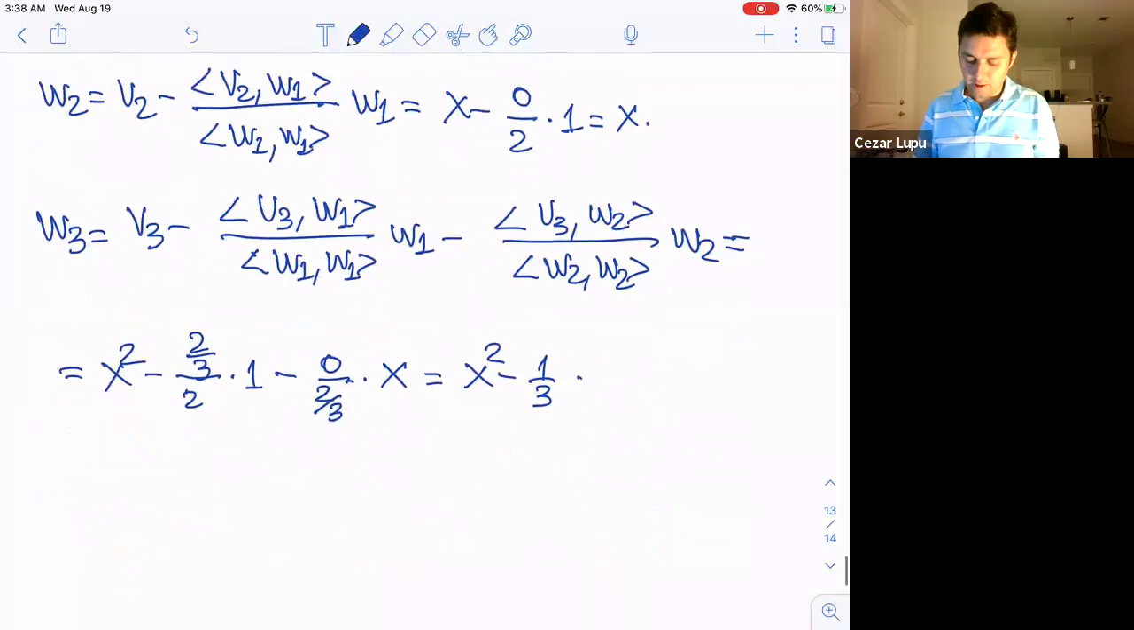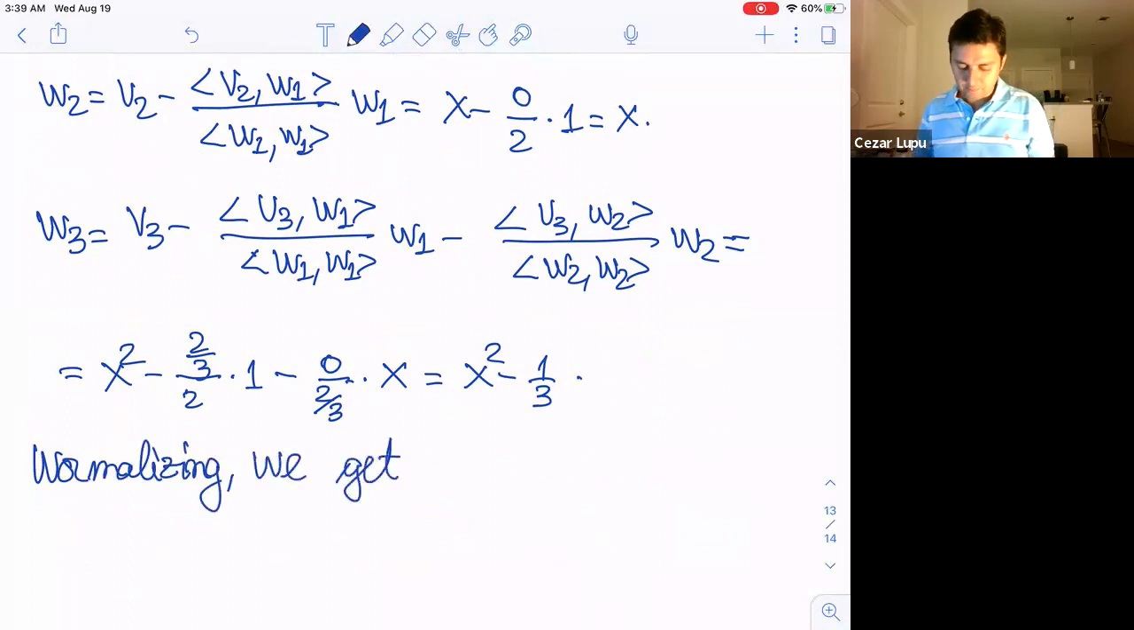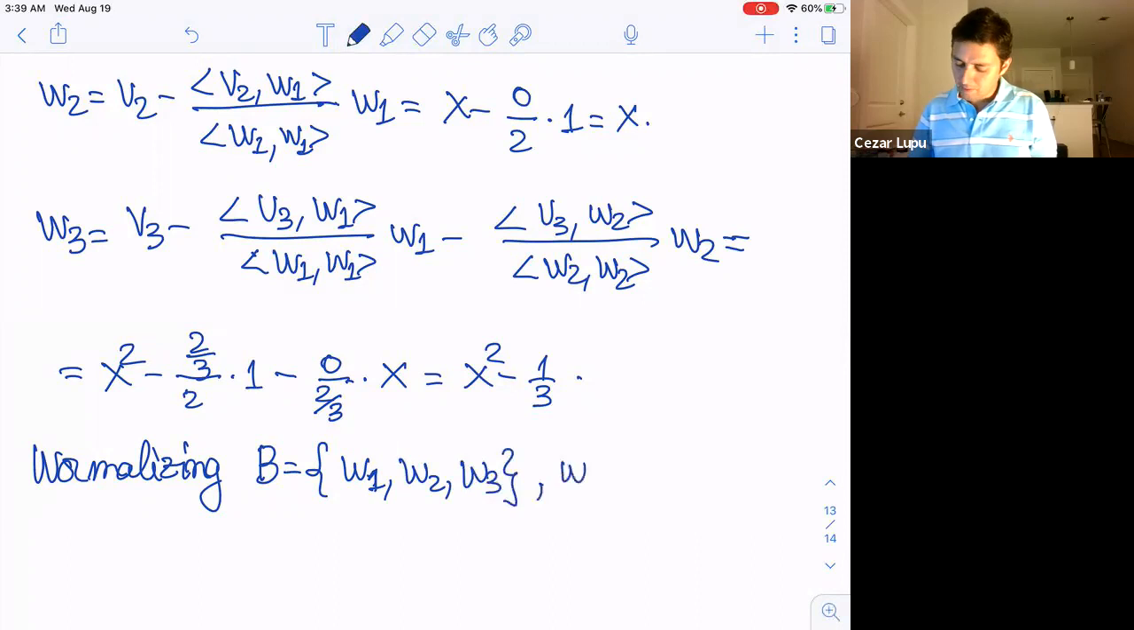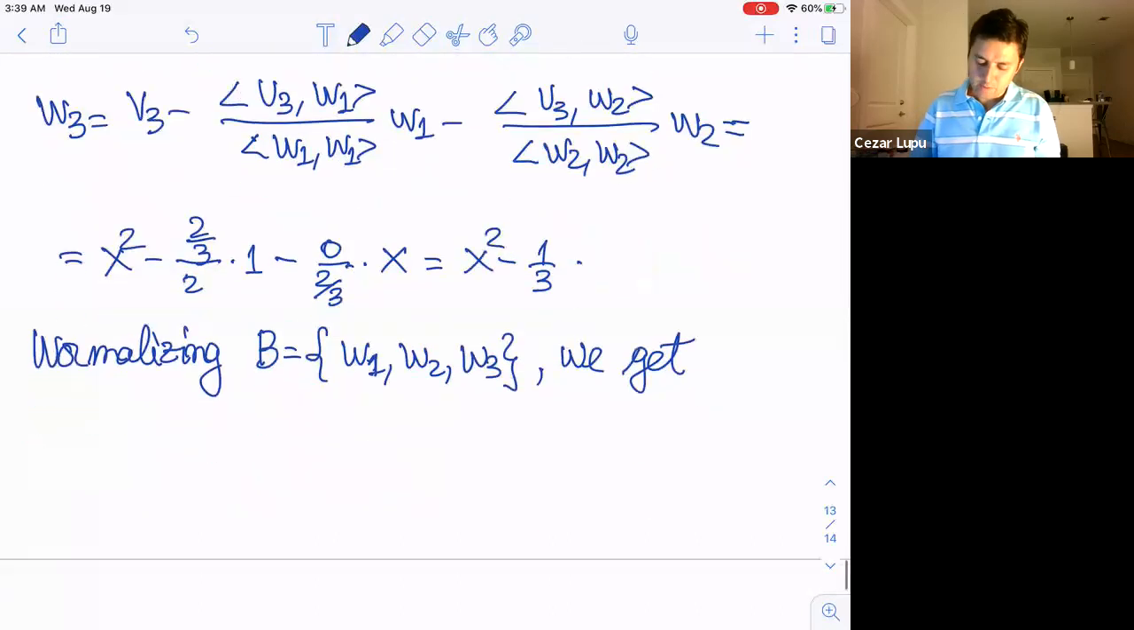And now we want to normalize this. Normalizing, we get the following. So we want to normalize this basis, which consists of these vectors W1, W2, W3, we get the following. So again, I'm going to consider U1, which is W1 over, well, the same story.